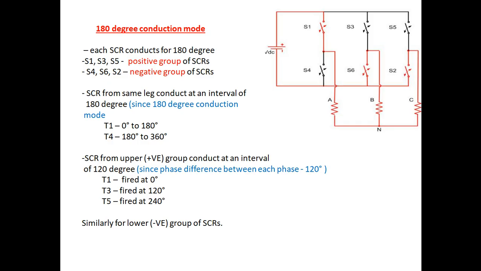S1 will conduct from 0 to 180 degrees, then S4 will conduct from 180 degrees to 360 degrees. So that is shown over here. And the SCRs from the upper group conduct at an interval of 120 degrees. Between each phase there will be a phase difference of 120 degrees. So S1 will start the conduction at 0 degrees, S3 will start the conduction at 120 degrees, and S5 will start the conduction at 240 degrees. Similarly for the negative group of SCRs. So this is the conduction sequence for the 180 degree conduction mode.